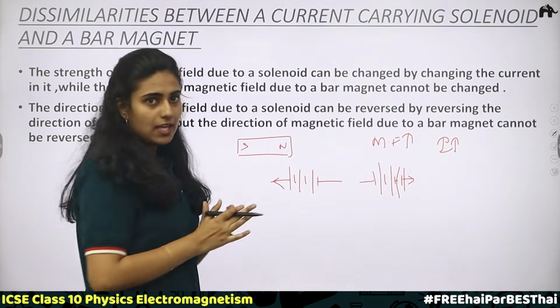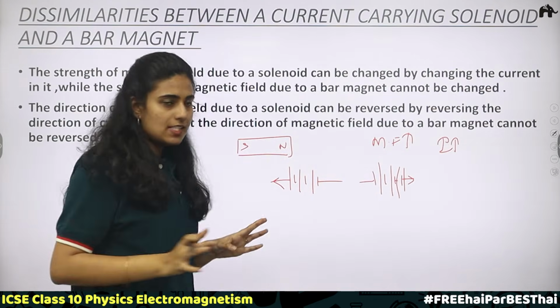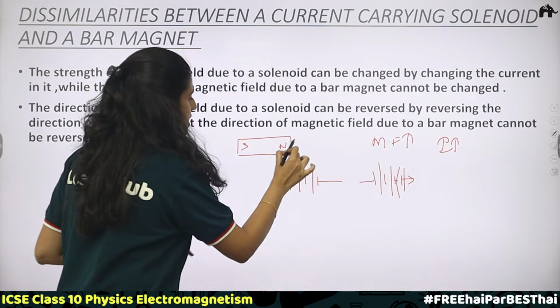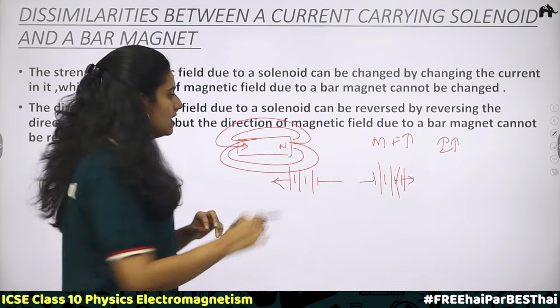But in case of bar magnet, we don't have anything to reverse. North pole, south pole will remain the same, and the magnetic field produced by the bar magnet will always be in the same pattern, same direction. North-south direction, they will be getting aligned.